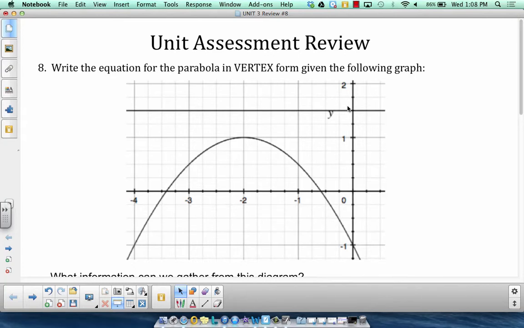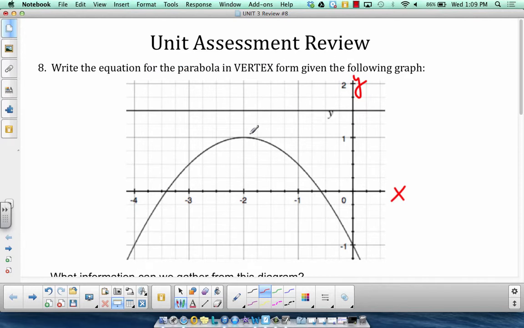Number 8 of the unit review. So we have this particular graph here. You can see where this is your y-axis, this is your x-axis. It would be better if we actually had this labeled a little better, but here's your x. You do have the y. Alright, so we need to write the equation of the parabola in vertex form, given this graph.